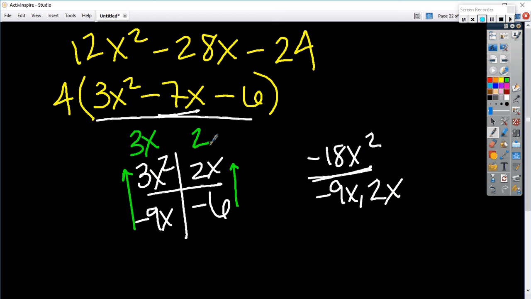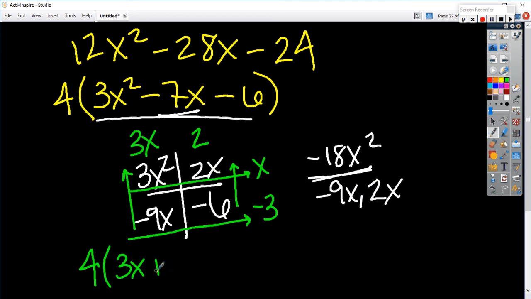And so now let's move across. 1x. Minus 3. Don't forget about that 4 that's sitting on the outside. 3x plus 2 and x minus 3.